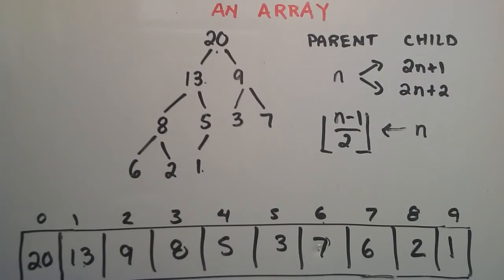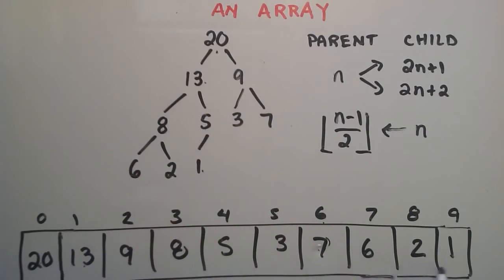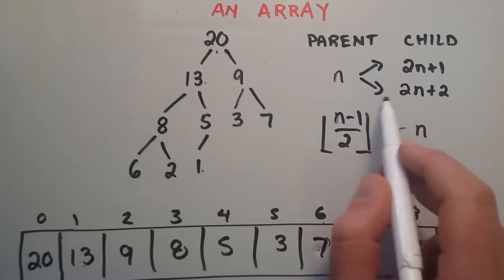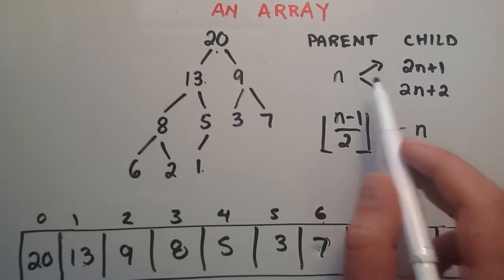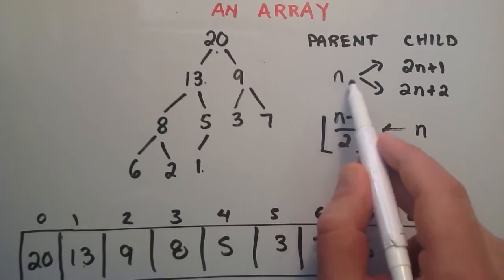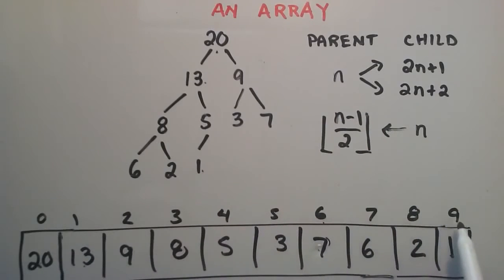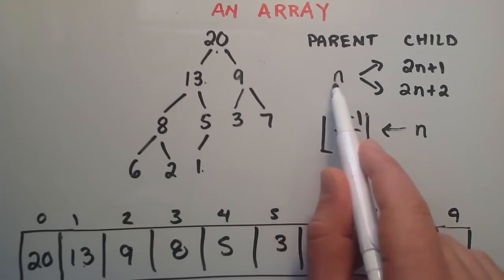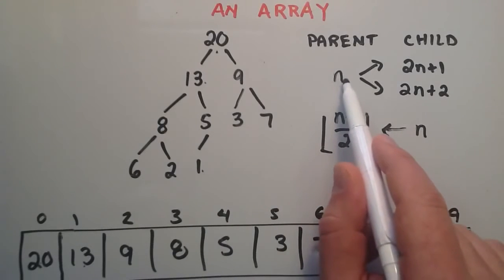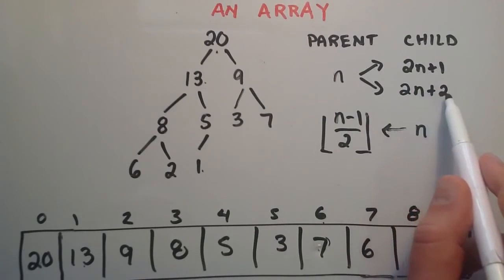But we need a way to let our program know what the relationship is between the parent and the child. It's really easy to see in this tree structure, but not so easy to see in this array structure. So I've written down the algorithms that tell us which child belongs to which parent. If n is the index of our array, then that index will have children at 2 times n plus 1, and another child at 2 times n plus 2.